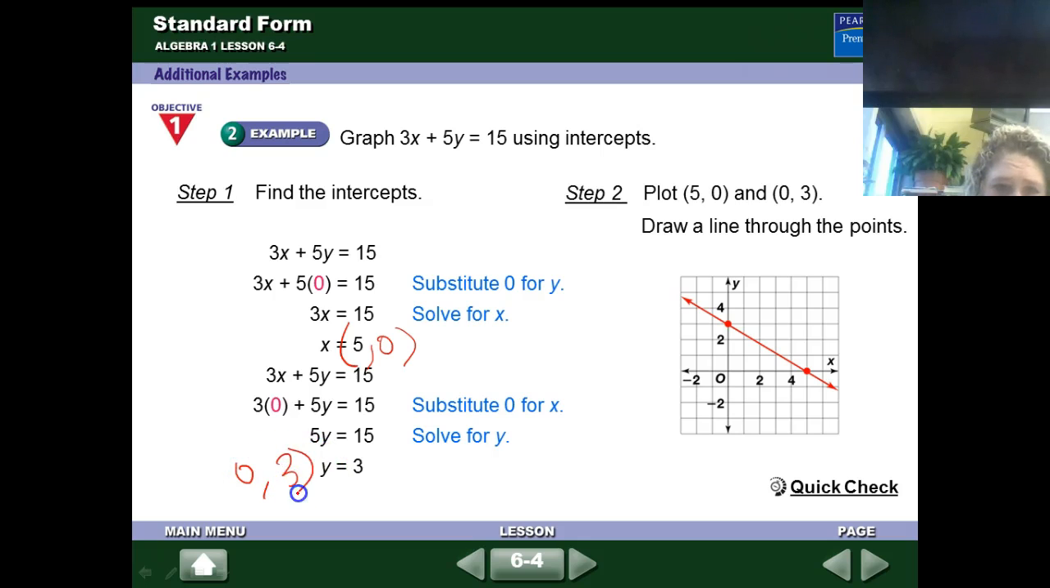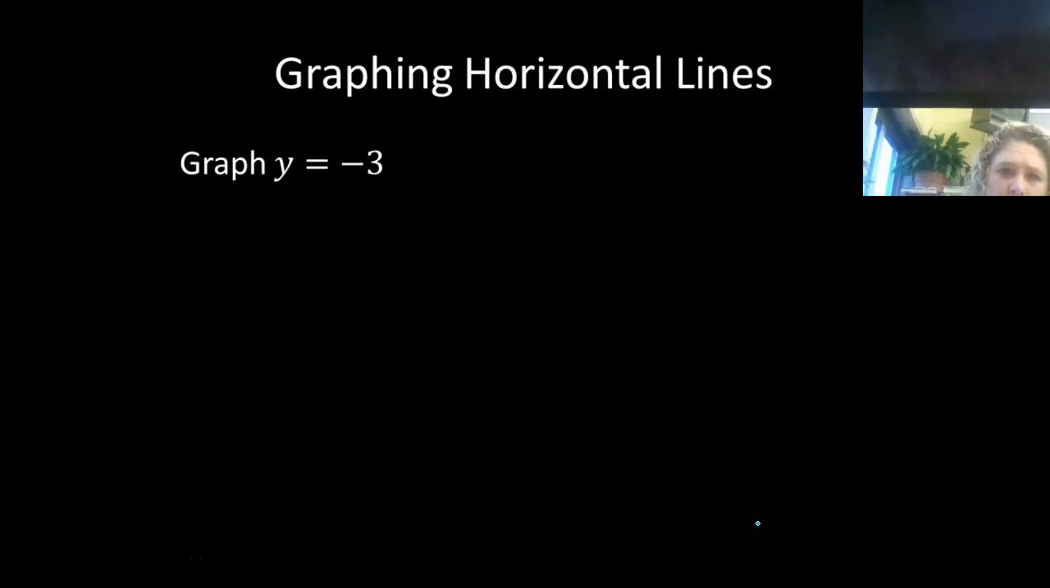These are the two ordered pairs that they plotted and then drew the line. Horizontal lines: y equals 3. I need to graph this. Find where y equals 3. 1, 2, 3. Negative 3 is at this point right here.